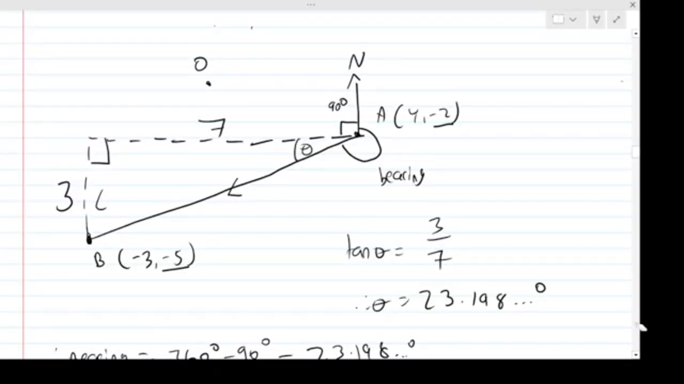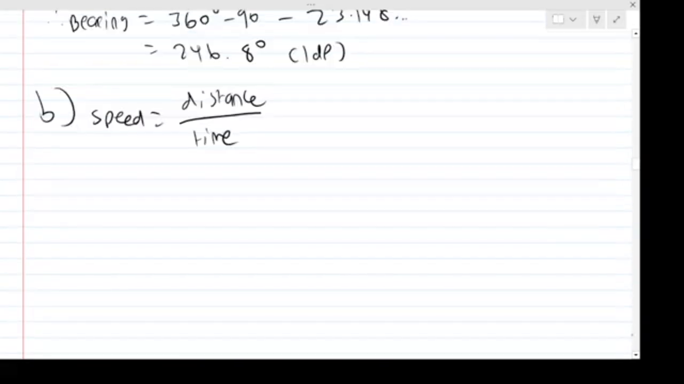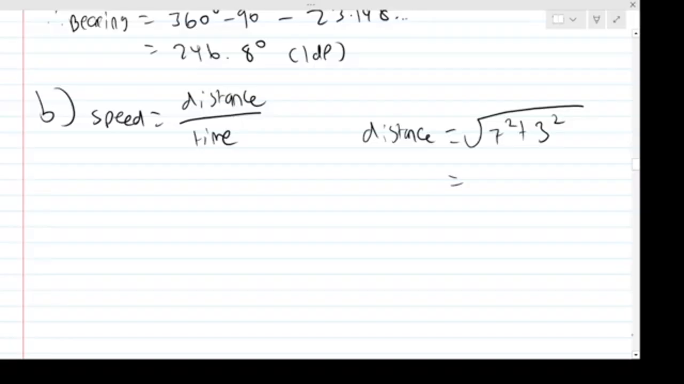So isn't the distance again just going to be this hypotenuse here, right? Well then, can't I just do a bit of Pythagoras here to find the hypotenuse, the length from A to B? If I do that, then the hypotenuse is going to be 7 squared and 3 squared, right? Pythagoras. So the distance is going to be root of 7 squared plus 3 squared, right? So therefore, if I do that, I get root 58.